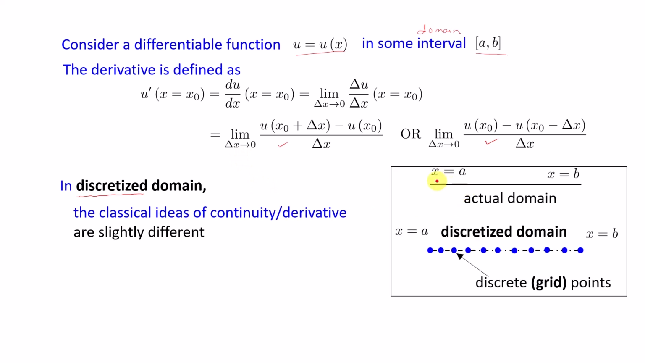So if this is your actual domain going from x equals a to x equals b, in numerical methods, the functions are available only at these discrete blue points. In between these blue points, we don't know anything about it. So everything we talk about are there in blue points or at certain discrete points.